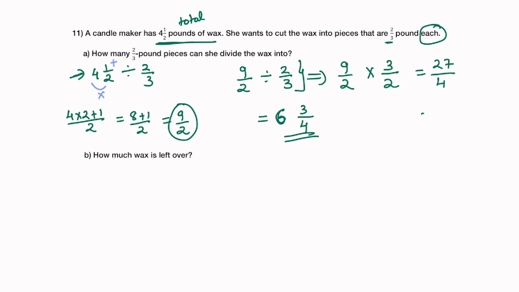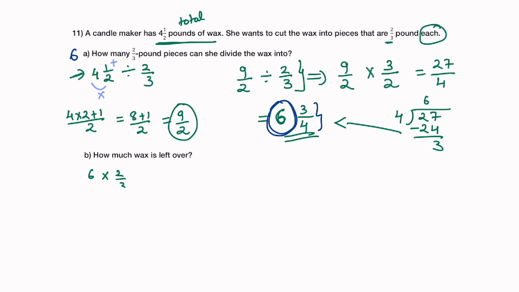Okay, so let's do the division here. So 27 divided by 4. That's times 6, 24, 3 remainder. This is how you get your mixed number over there. So how much wax is left is the next question, just like we had in the previous one. So here we say this is what she can have, right? 6, because this 3/4 does not count. So 6 is the answer to that. If she's getting 6 pieces and each piece is 2/3, right?